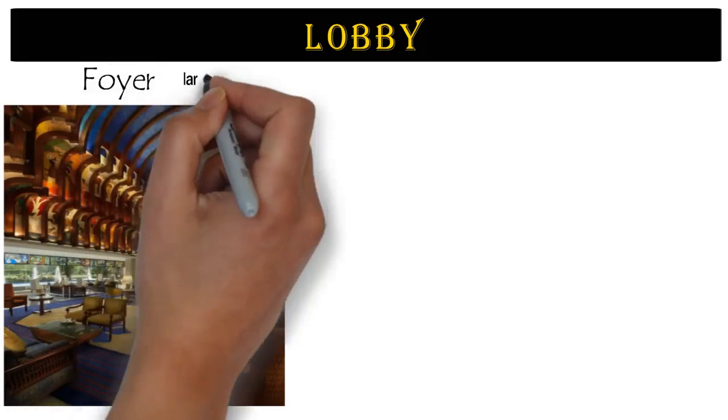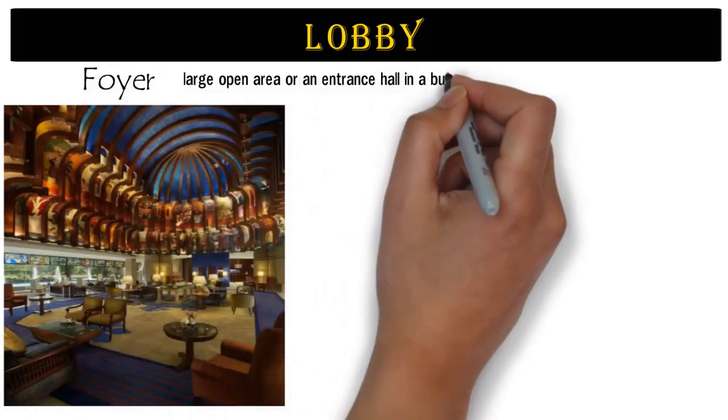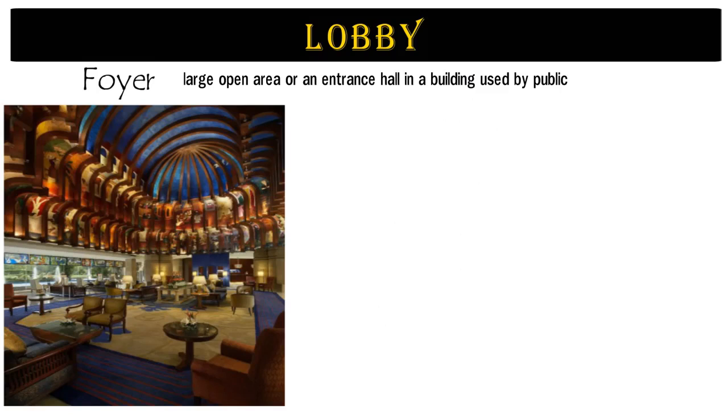The first area that you see after entering a hotel is the lobby. It is the synonym of the word foyer, which is a large open area or an entrance hall in a building used by the public. As it is the most visible section, the hotel spends a lump sum amount of money on its architectural design and interior decoration to make it look more luxurious and beautiful.